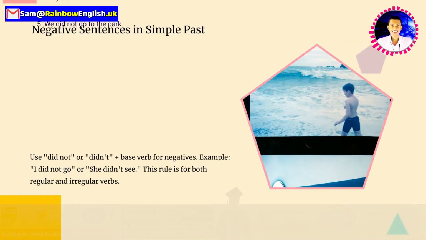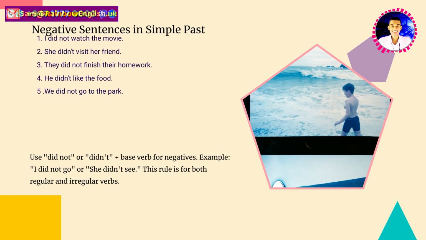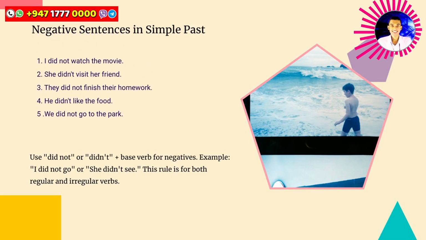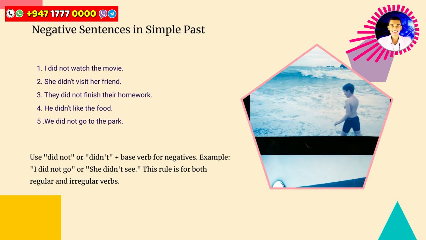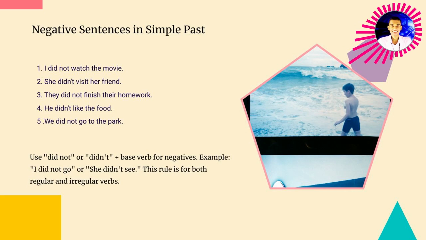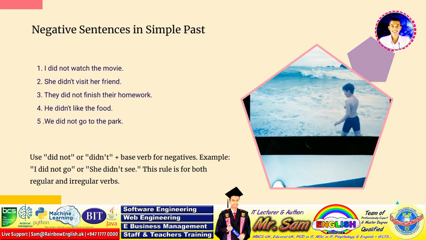To form negative sentences in the simple past tense, use did not or didn't followed by the base form of the verb. For example, I did not go or she didn't see. It's important to remember that the main verb returns to its base form after did not or didn't. This rule applies to both regular and irregular verbs. Negative sentences allow us to express actions that did not happen in the past. Let's look at some examples to understand this better.